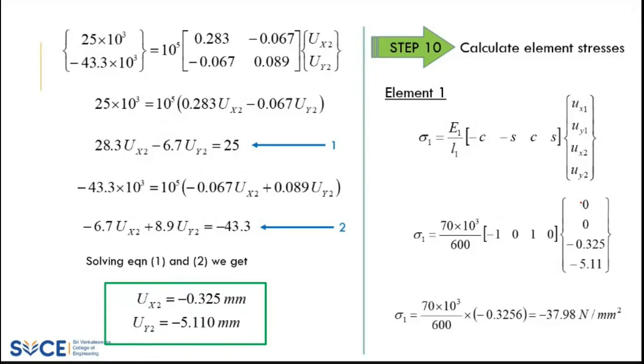So stress in element 1. Multiply it. Minus 1 into 0, 0, 0 into 0, this is 0. So 1 into minus 0.325. You'll get only this 0.325, and the rest becomes 0. Then multiply, and you will get your stress in element 1.